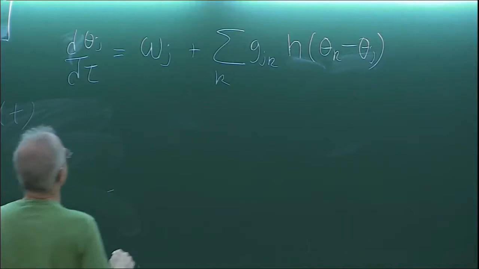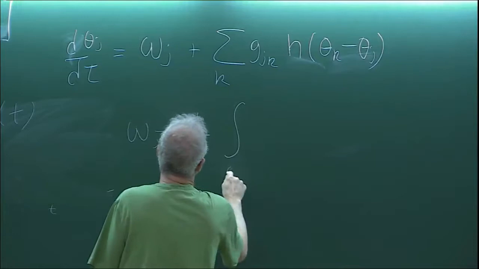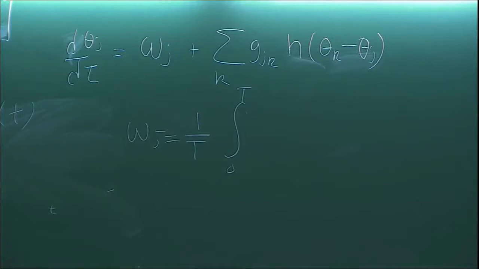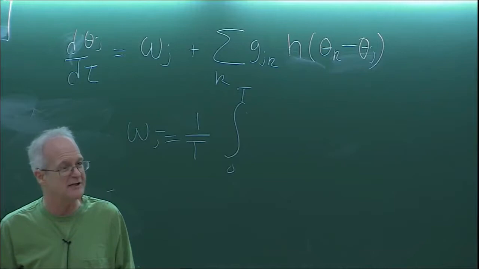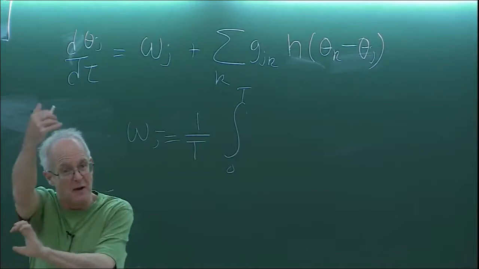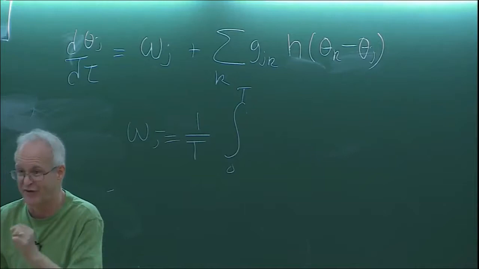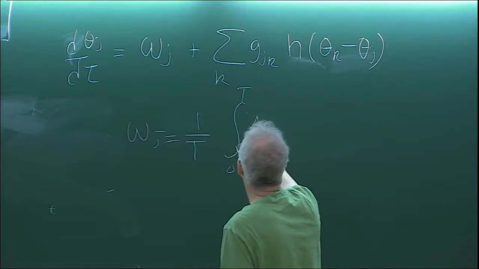Omega j is 1 over T, integral 0 to T. Let me call the PRC the voltage PRC, capital delta of T, okay? That's the voltage PRC, perturbing the voltage. Now you might say, well wait, he said millivolts per millisecond, but you're perturbing a current. But remember, you have to divide through by CM, and that current is actually shifting the voltage, okay? Delta of T.